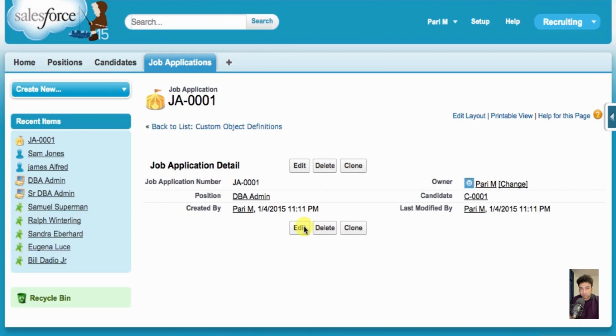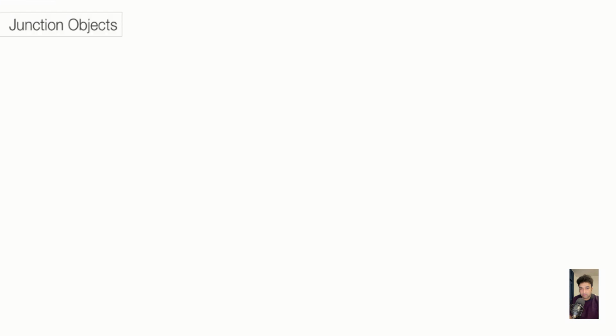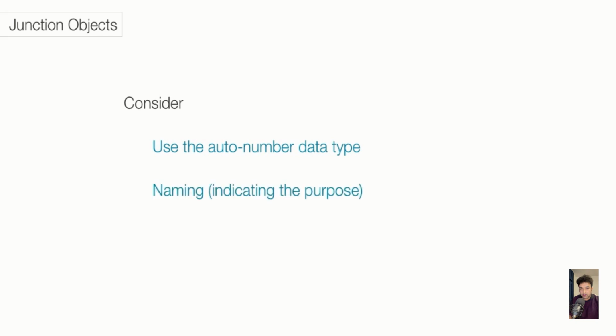We'd like to make a small note here. Always use an auto number data type for a junction object and try to name the object appropriately, indicating its purpose. In this case, we called it job application.